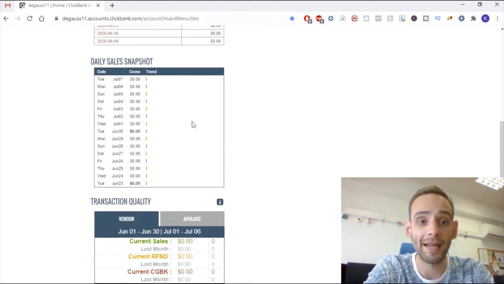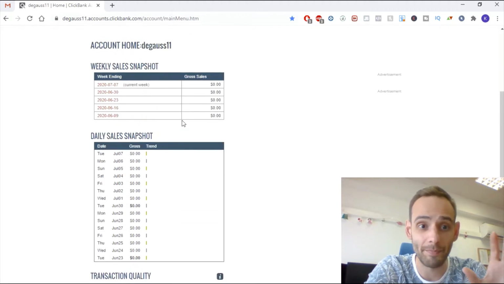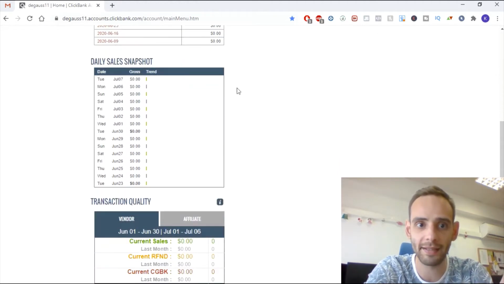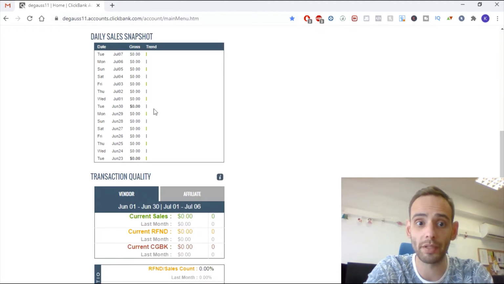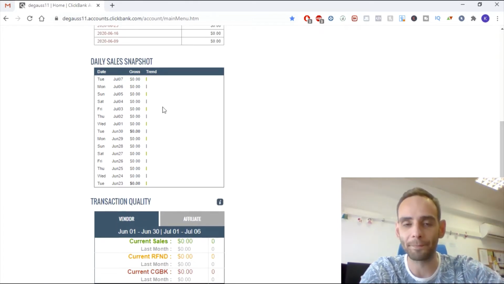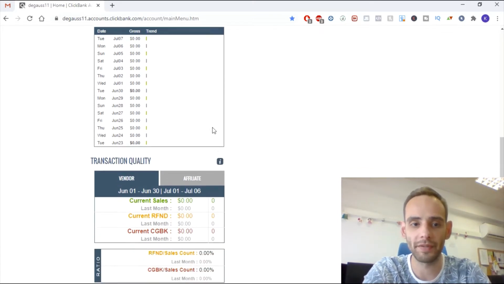Very simple math. Now the daily sales snapshot is basically exactly the same as the weekly sales snapshot. The only difference is that the sales are divided into each separate day that they have been made. So again, they are divided into gross sales. Again, the selling price of a product will be $25, so you will see $25 over here, and so on. And the trend is basically just showing you where most of the sales are, like a graphic illustration of your daily sales over some period of time.